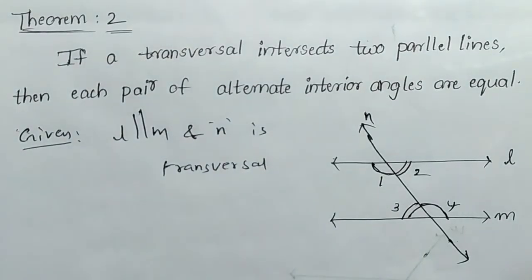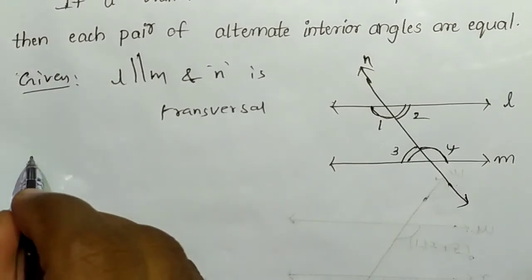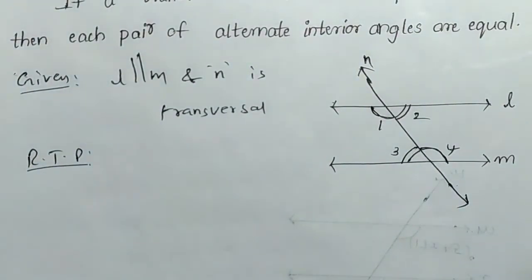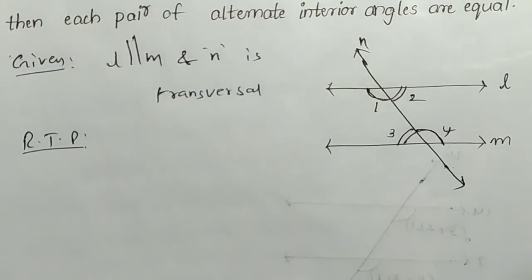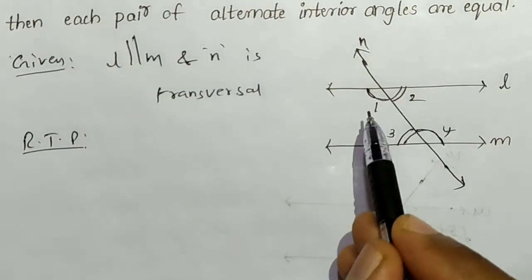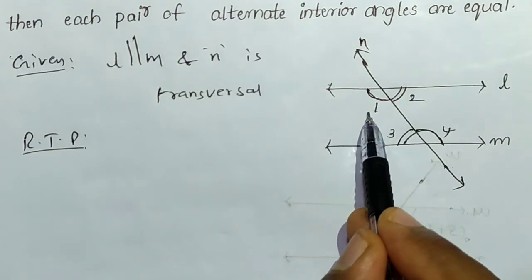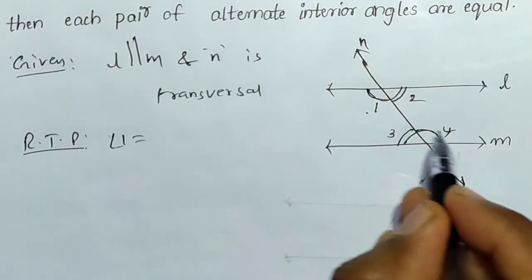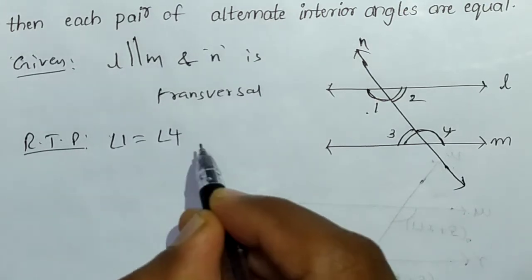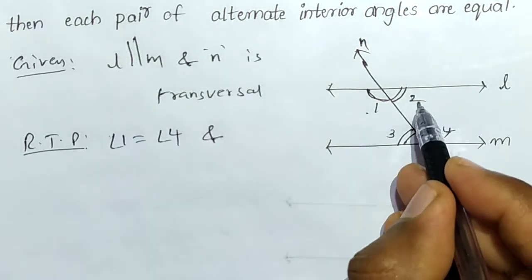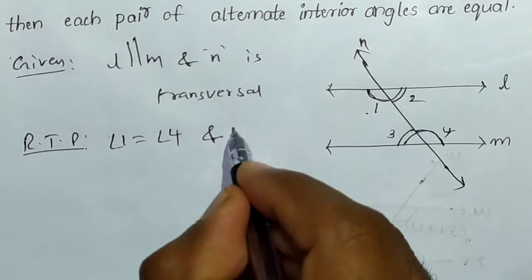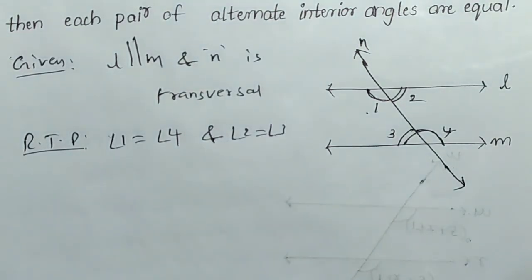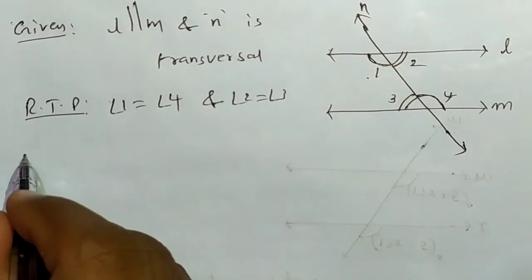Right? That is given. Required to prove, RTP. So what is RTP? Alternate interior angles are equal. Alternate interior angles, so 1 comma 4. Angle 1 is equal to angle 4, and next, angle 2 is equal to angle 3. This is the required to prove. Yes. Now proof.